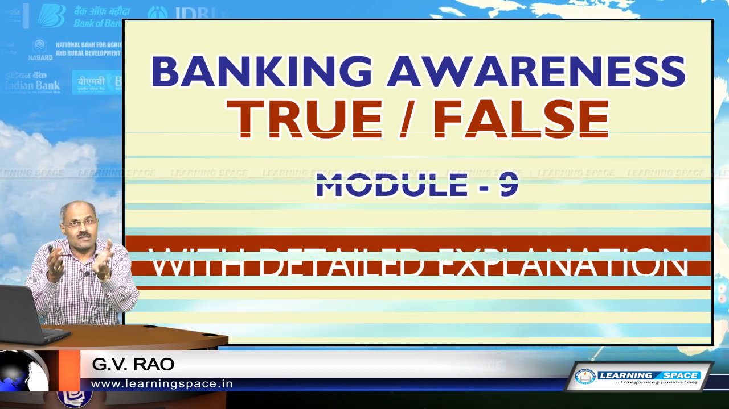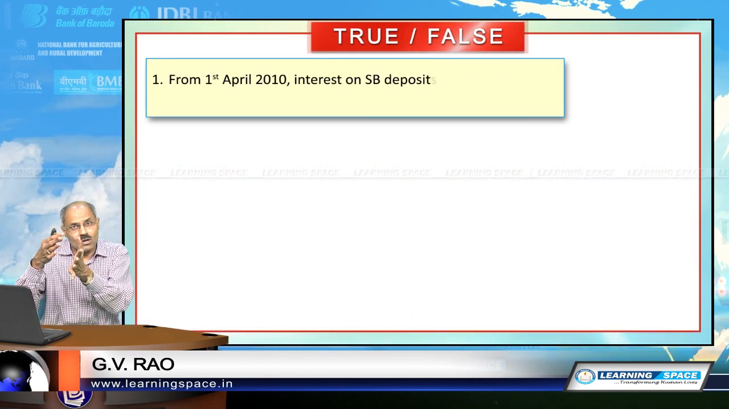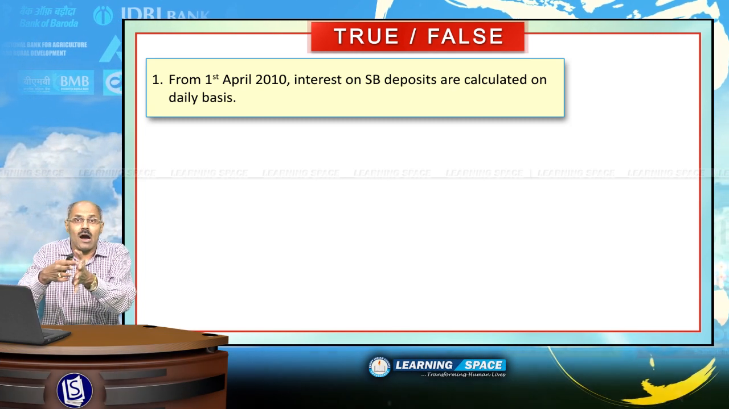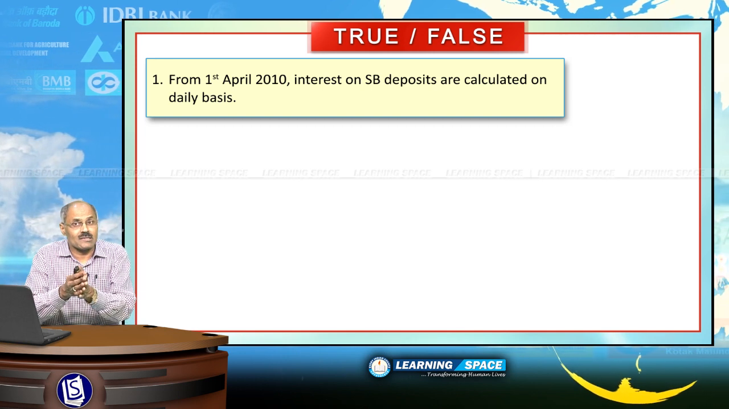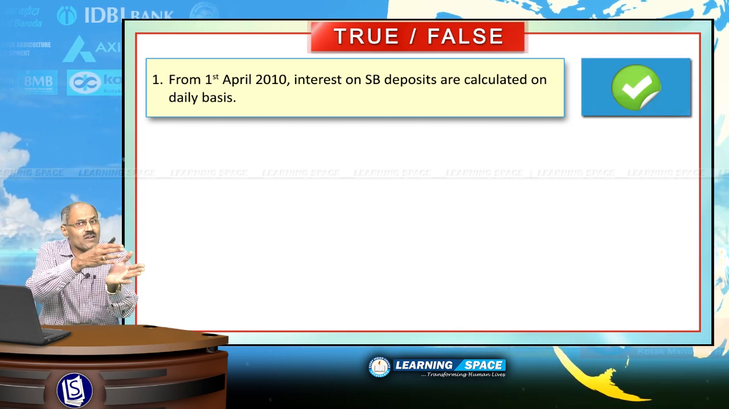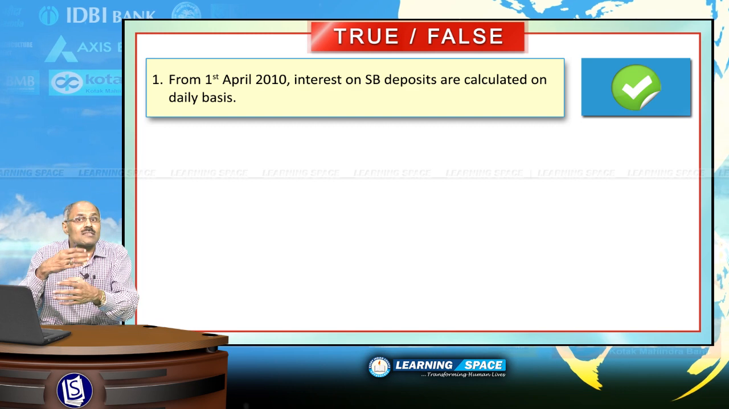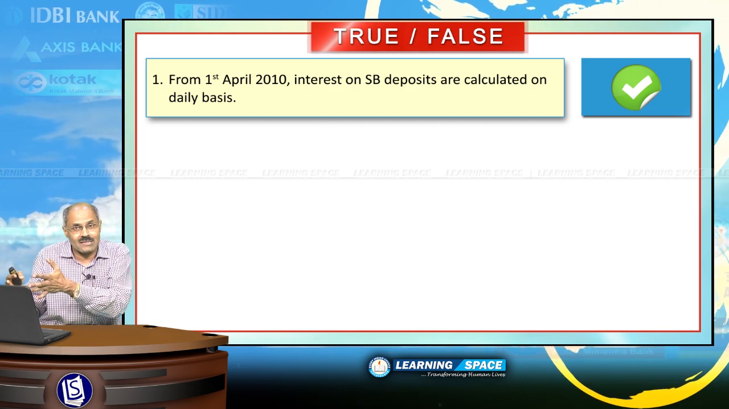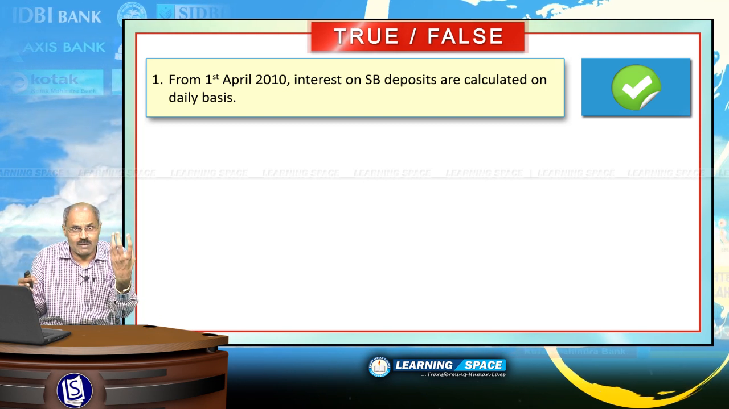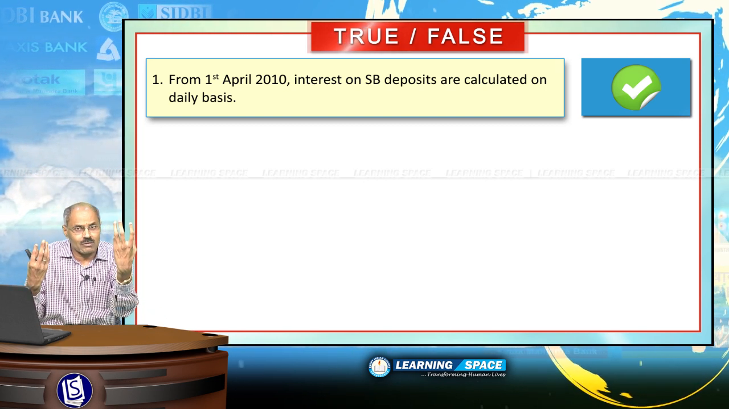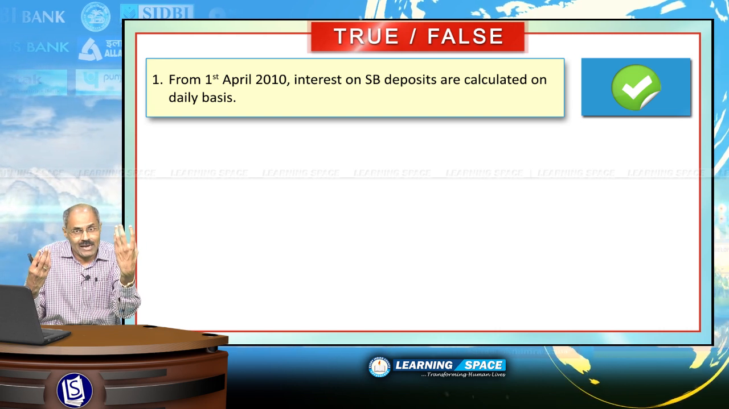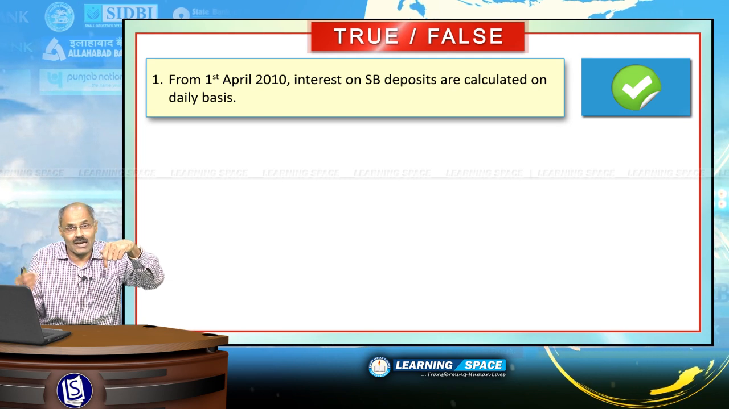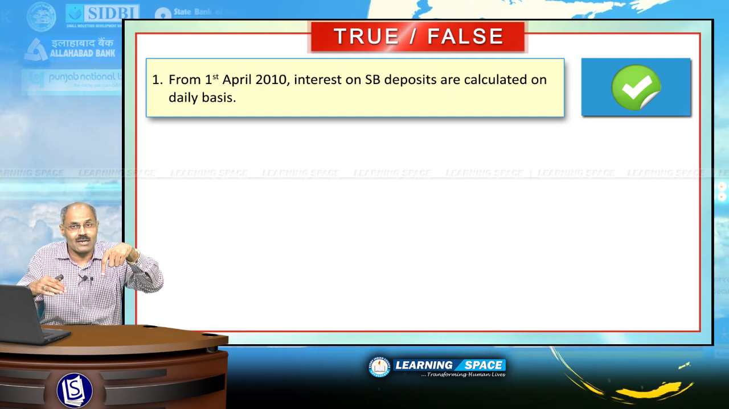Let us look at the first statement. From 1st April 2010, interest on savings bank deposits are calculated on daily basis. Absolutely correct. From April 1st 2010, interest on savings bank deposits are being calculated on daily basis. You may have 1 lakh rupees in your savings bank deposit today. Tomorrow you may have 10,000 rupees, but it will be calculated on daily basis depending on the balance in your account on that particular day.